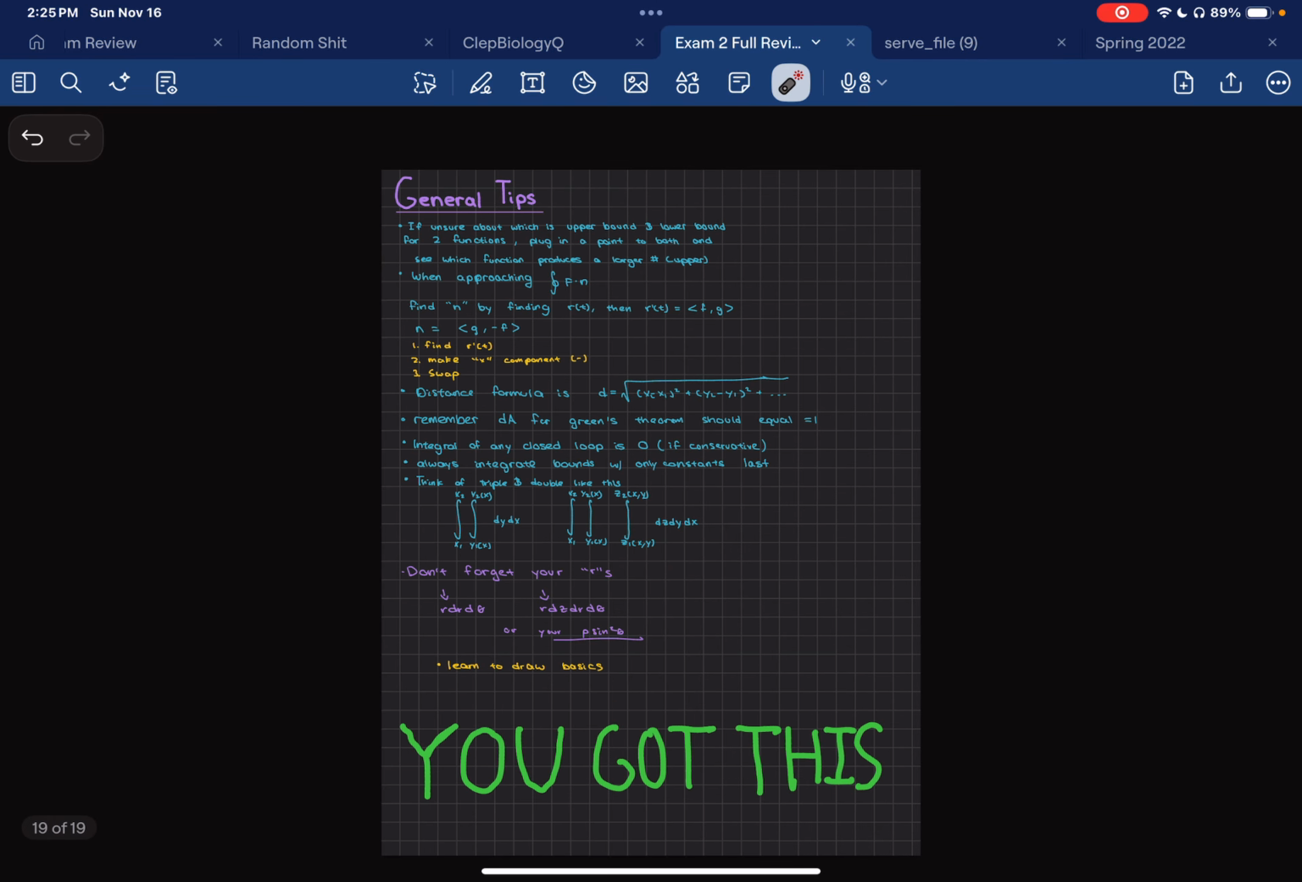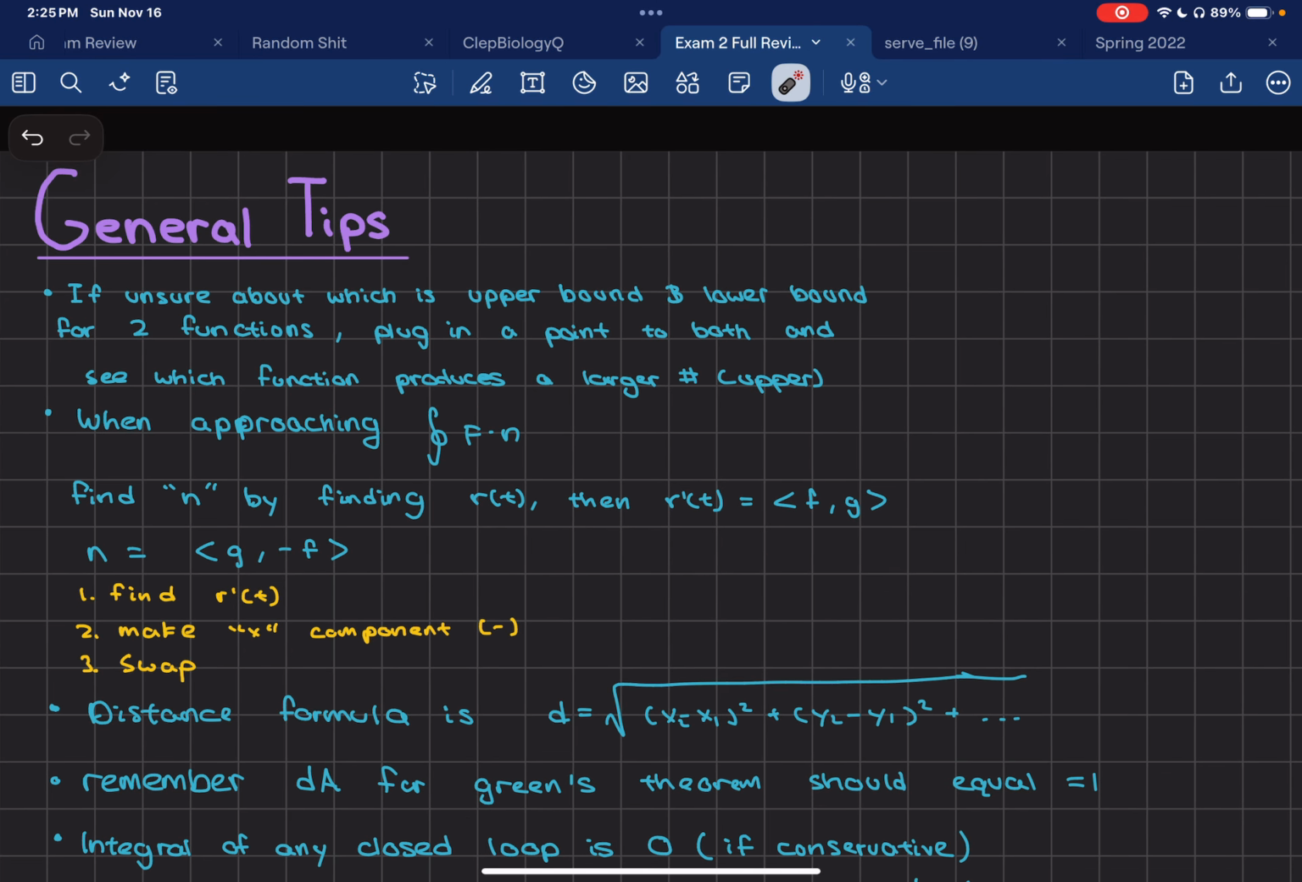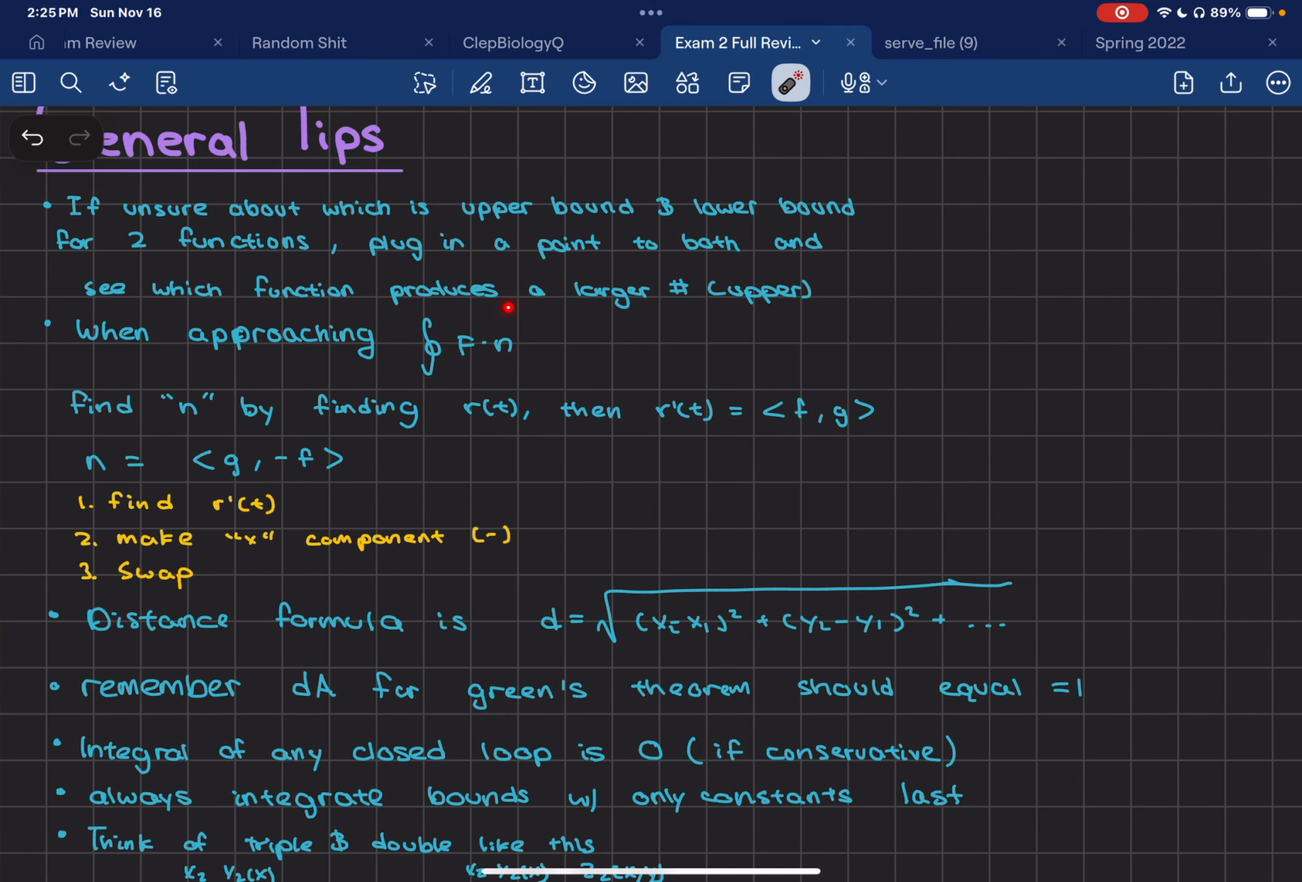And here are some more general tips. If you're unsure which is the upper bound and which is the lower bound for two functions, you can plug in a point, and whichever function produces a larger number will be your upper. When you're approaching flux right here, you can find the normal. If you have an r of t, find the r prime of t, make the x component, which is the f component, negative, and then swap the two.